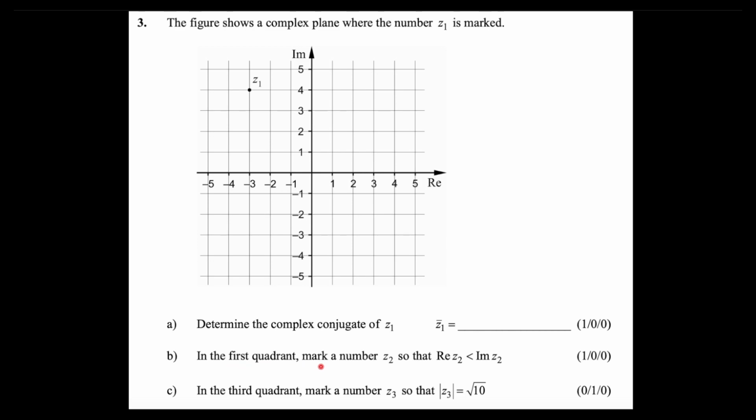The second one. In the first quadrant, mark a number Z2. So you don't have to answer the same. But you just need to go in the first quadrant and pick up a point, call it Z2, so that the real part is less than the imaginary part. So what can I say? For example, this point. For example, the real part is 1, the imaginary part is 3, and it is in the first quadrant. Yes? So I mark that one. Is that right? You can mark any other one. But this is more interesting.